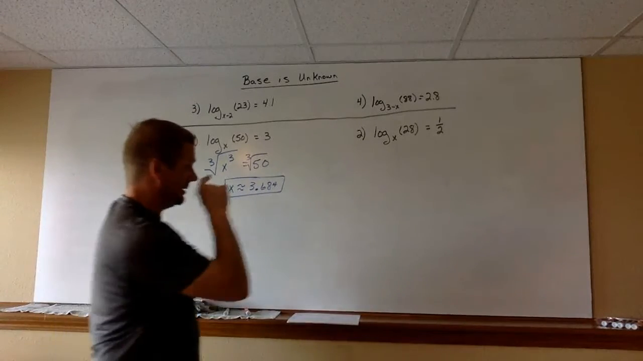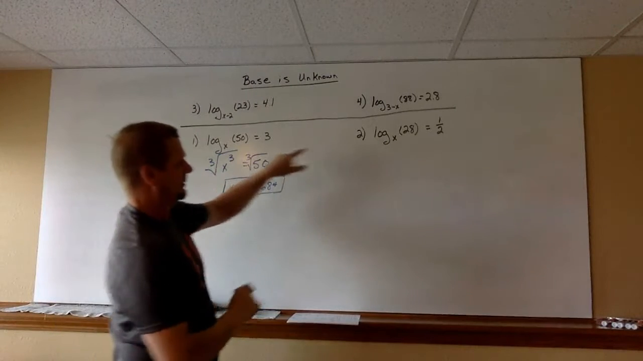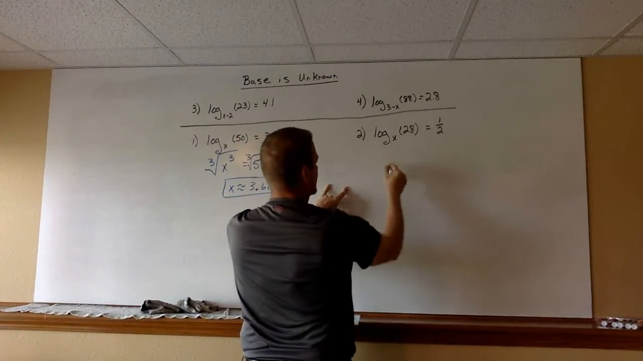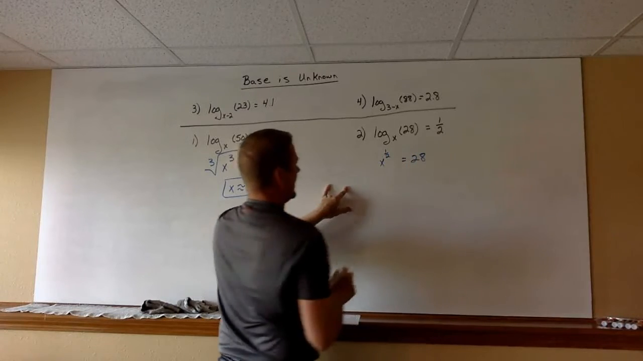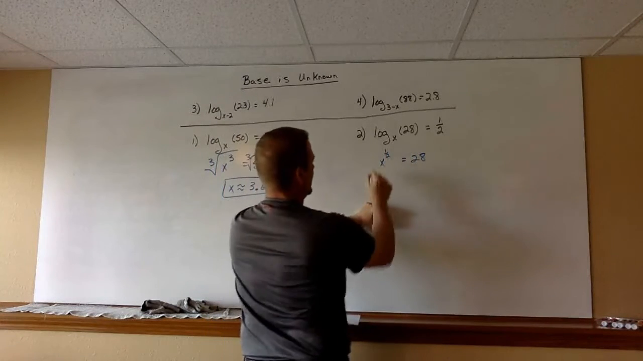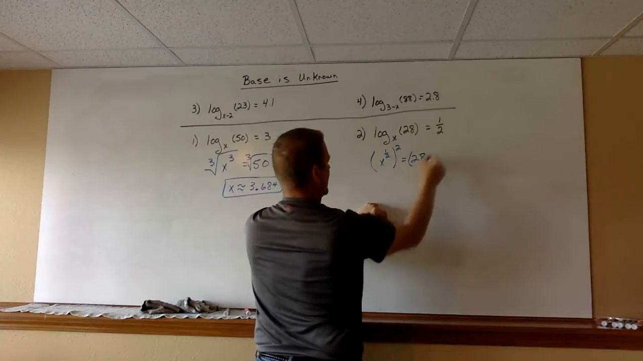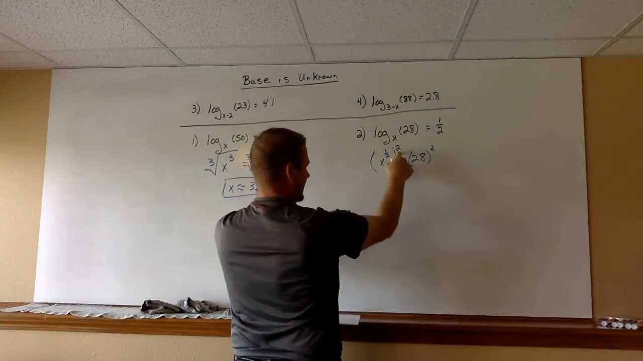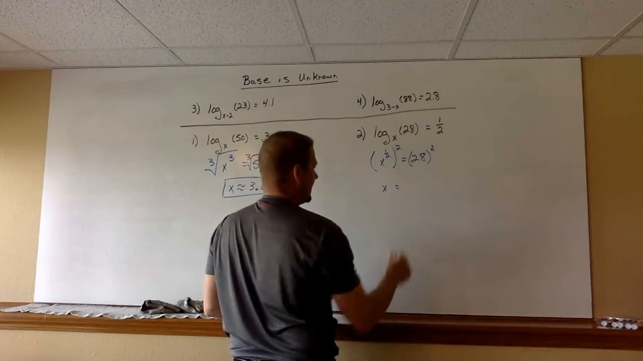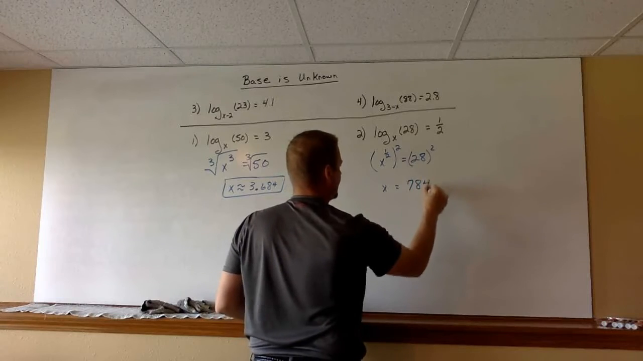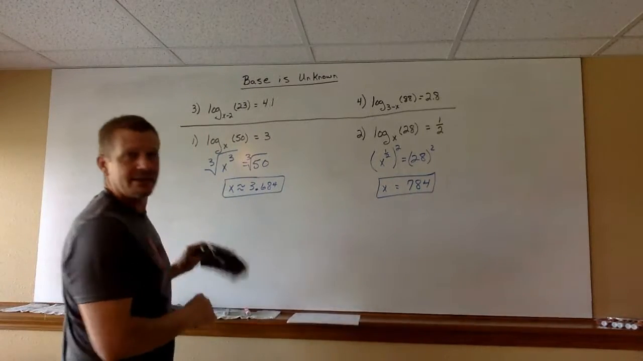Now over here, because this was an integer exponent, I did use the root. But over here, I'm going to say x to the 1/2 power equals 28. How do I get rid of that 1/2 power? 1/2 times 2. So if I square both sides, 1/2 times 2 gives me x to the first power equals 28 squared, which is 784.